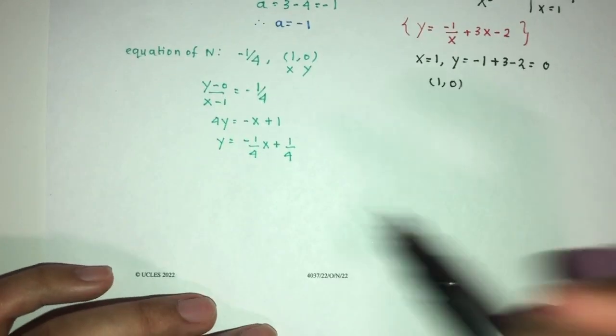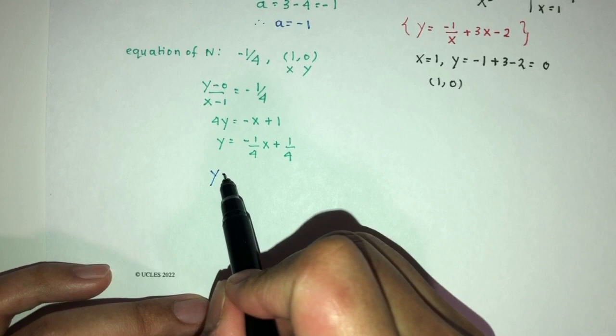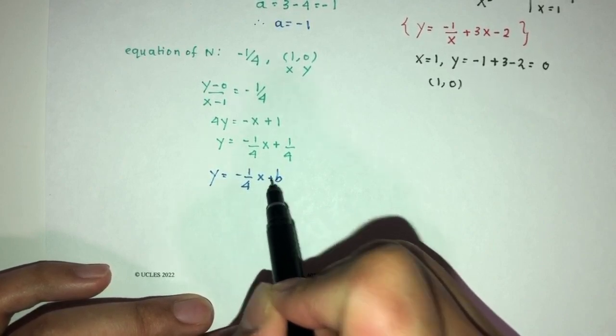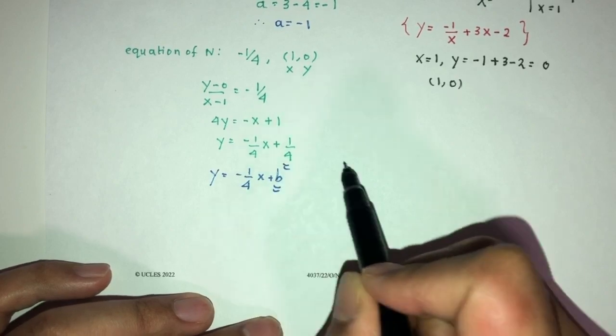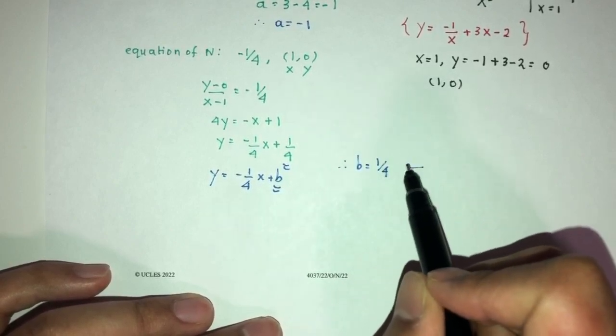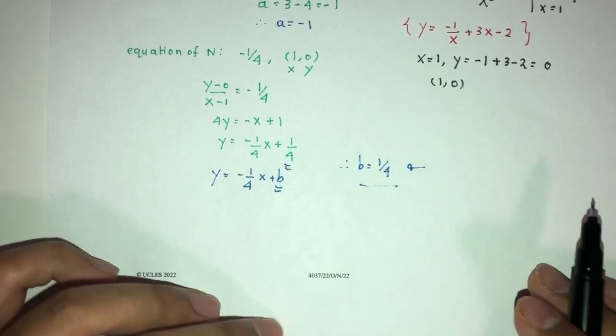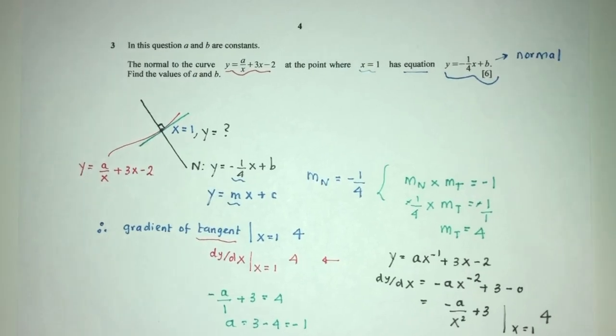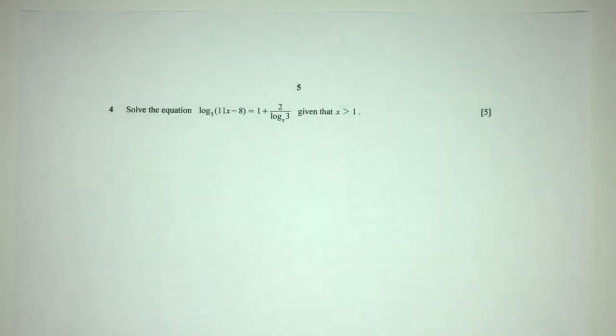Now by comparison with the equation that we were given, we can see that b has to be 1 over 4 as your answer. So a will be -1, b is 1 over 4, and this is your question number 3. Now let's move on to question number 4.